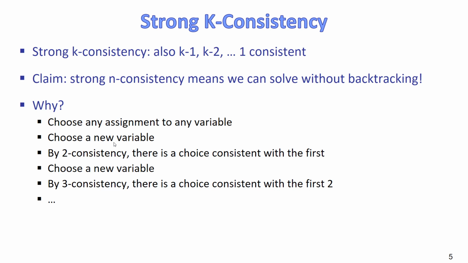Now choose a third one. By 3 consistency, there must be a consistent value for that third variable that will be consistent with the other 2, and so on. So we'll continue this way until we finish the n variables. Now we found the solution with no backtracking, just because we assume here that the graph is strong n consistent.